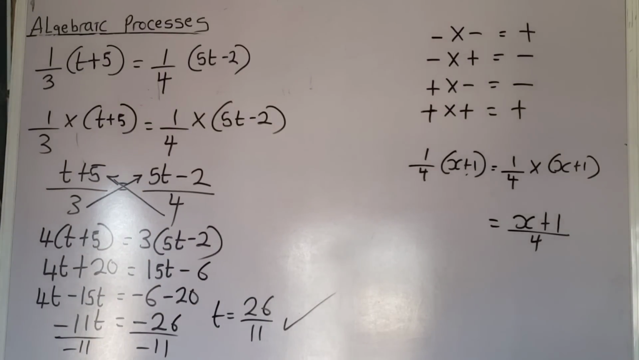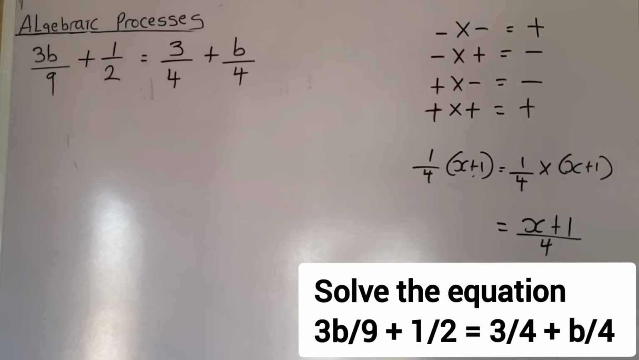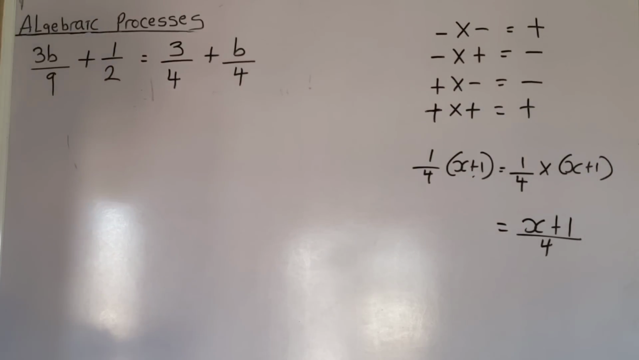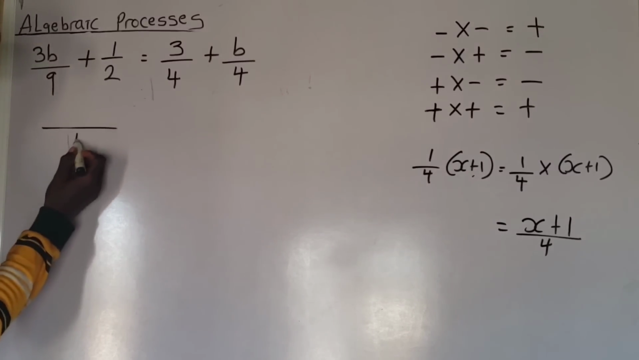Solve the equation 3b/9 + 1/2 = 3/4 + b/4. Okay, the aim here is to determine the value of b. Now we are going to take this step by step. Let's start with the left hand side of the equation. We have 3b over 9 plus 1 over 2. Let's take the LCM of the left hand side of the equation. The LCM here is what? 18. That will be the product of 9 and 2. You understand? So the LCM here is 18.